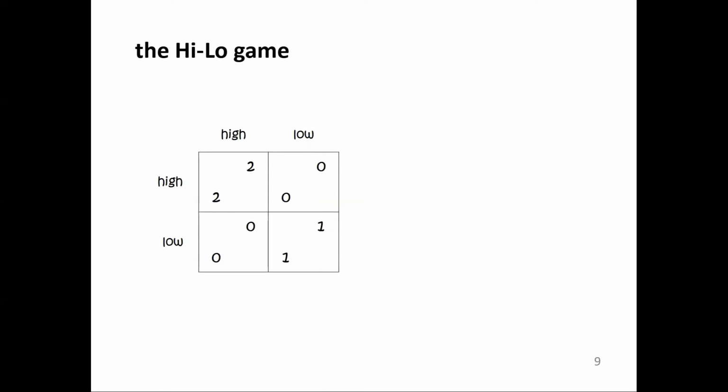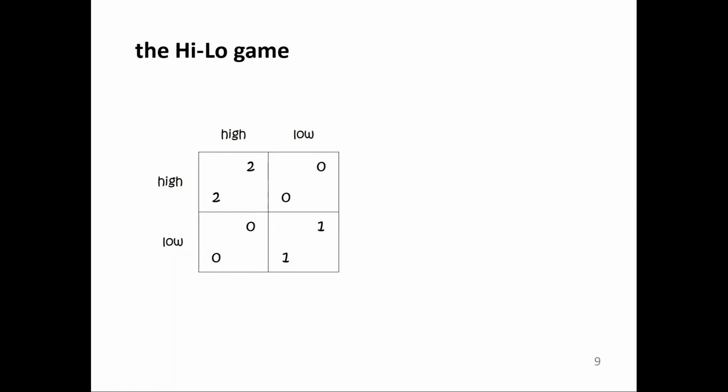In the high-low game, two players, again simultaneously and independently from one another, choose one of two options, a high or a low prize. If they both choose the high prize, they get a high payoff. If they both choose the low prize, they get a low payoff. But if they miscoordinate their actions, they get nothing. Now, it's obvious what both players should do in this game. They should choose the high prize.